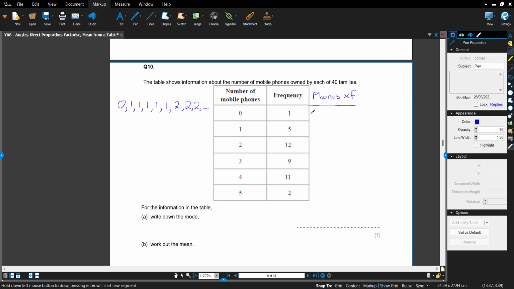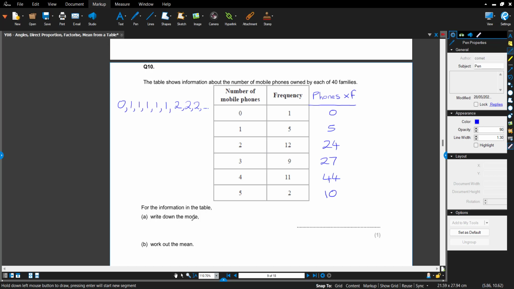So let's go. 1 times 0, 0. 5 times 1, 5. 12 times 2, 24. So that's the total number of phones. 9 families have 3 phones, that's 27. 11 families have 4 phones, that's 44. Sorry, 2 families have 5 phones, that's 10. All right, so cool, we did that.